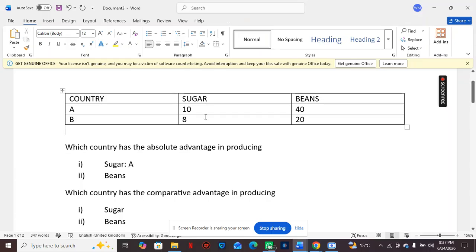right? Then in terms of beans, which one has an absolute advantage? You see again how many units each country is producing, and country A is also producing more beans than country B. So country A has an absolute advantage in producing beans. Any questions before we go to comparative advantage?